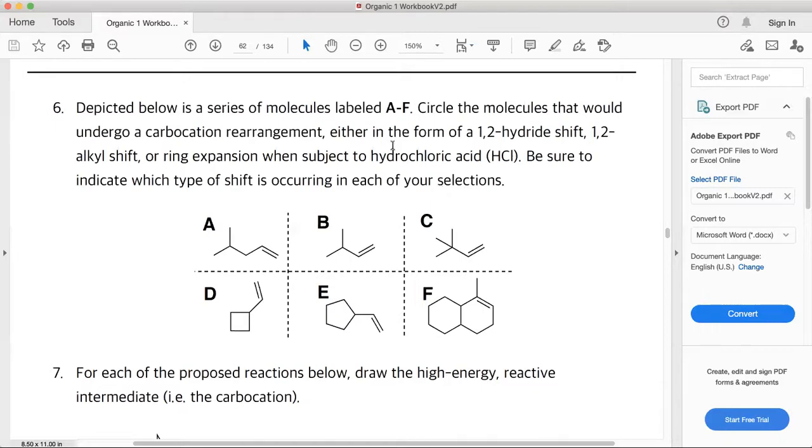Okay, so now we're going to go into ring expansions. I'm going to stop sharing this. It's the hydration from me. It's funny, we're going to do an example of that reaction actually next.